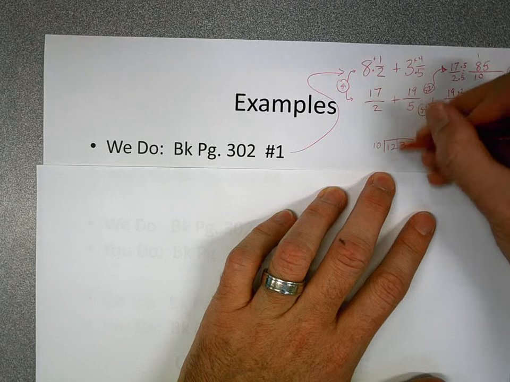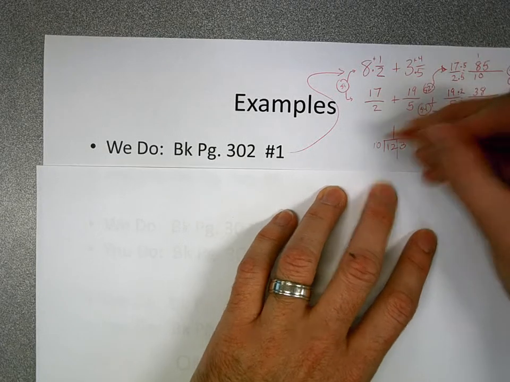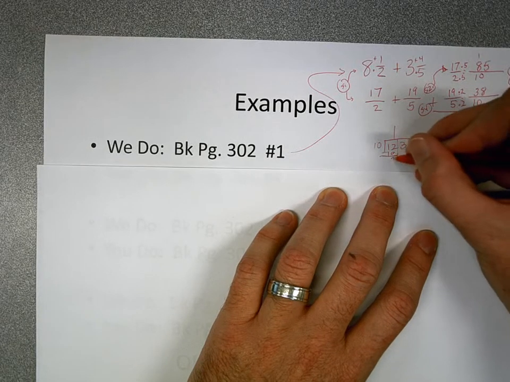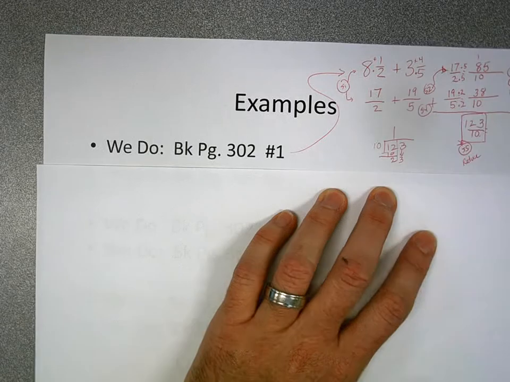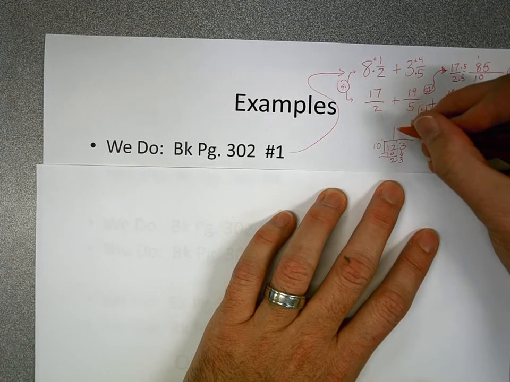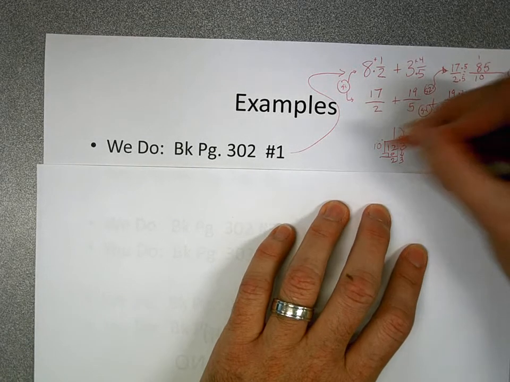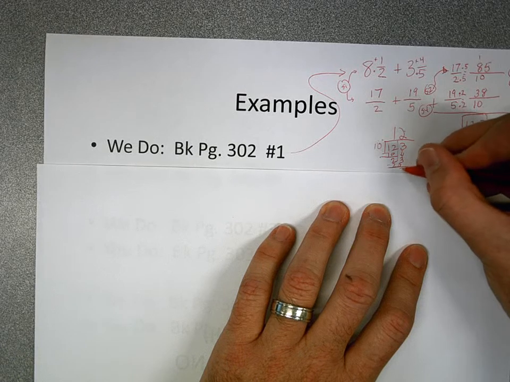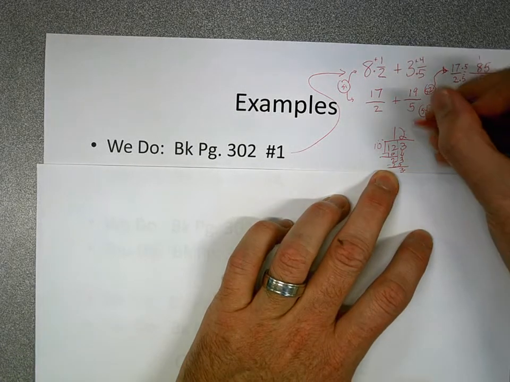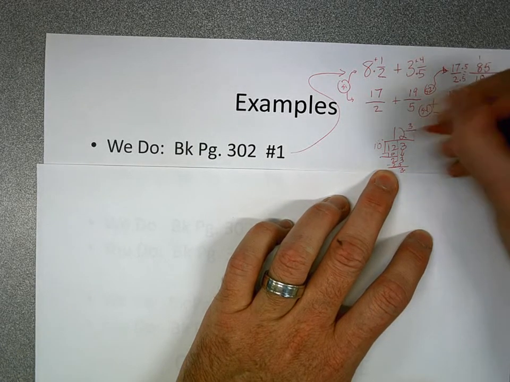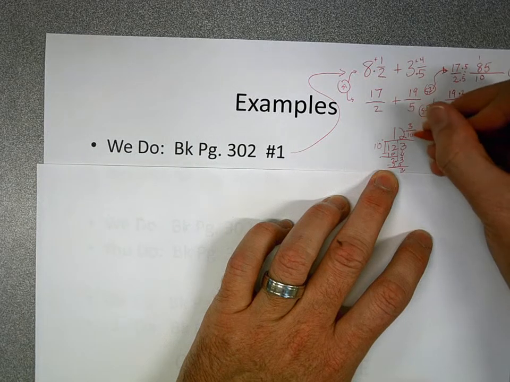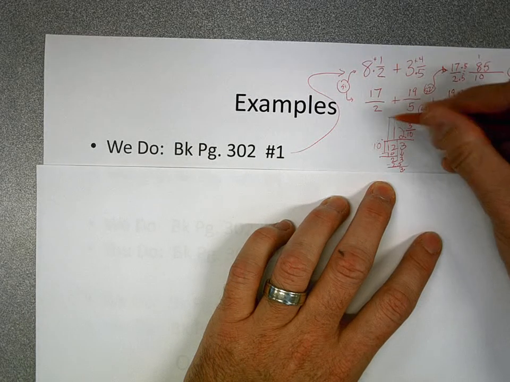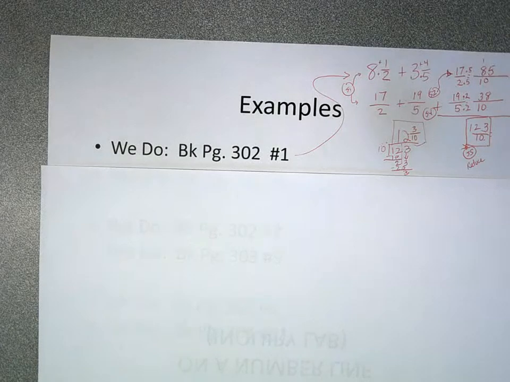10 doesn't go into 1, but it does go into 12 one time. 1 times 10 is 10. Subtract, I get 2. Bring down the 3. 10 goes into 23 2 times. 2 times 10 is 20. Subtract to get 3. That is the remainder, which is our new numerator, and of course that denominator, being tens, always stays the same. So that would be an equivalent answer, the mixed number version.